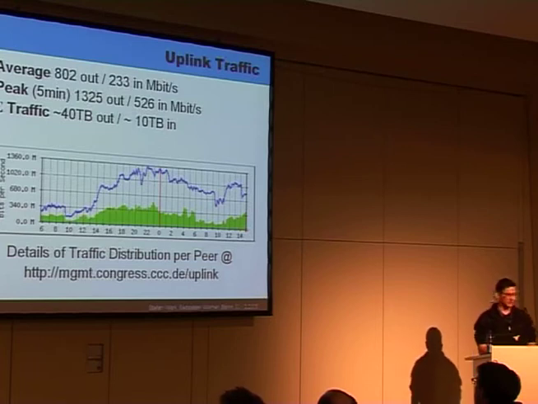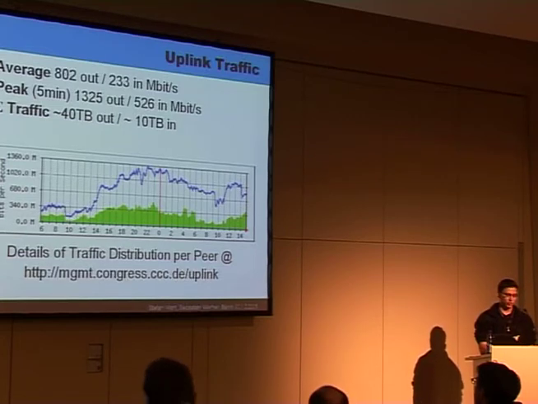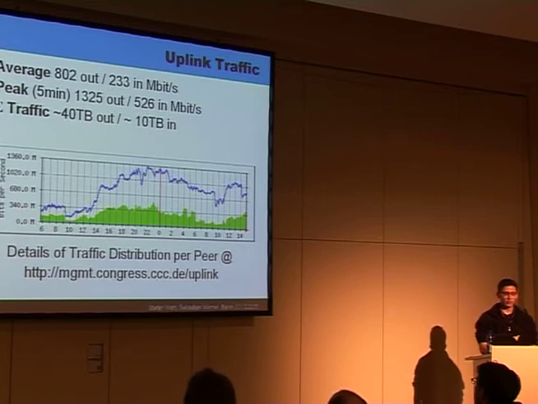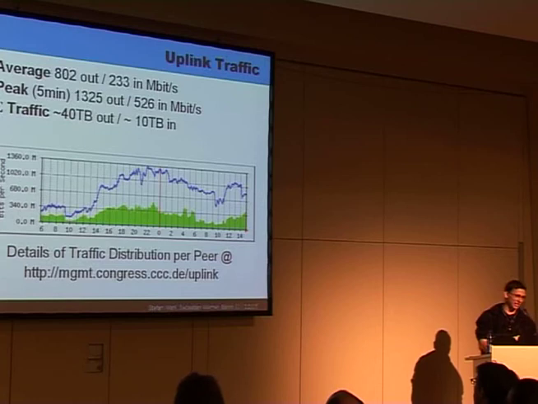For uplink traffic, we got an average of about 802 megabits out and about 230 megabits inbound. This is a huge amount. It sums up to a cumulated traffic of about 40 terabytes outbound in 4 days and about 10 terabytes inbound. The 5-minute peak of our uplink was about 1.3 gigabits, which is a lot. I showed you before the traffic distribution to the different peers. These are also on the network. You can access them through the URL down at the bottom.